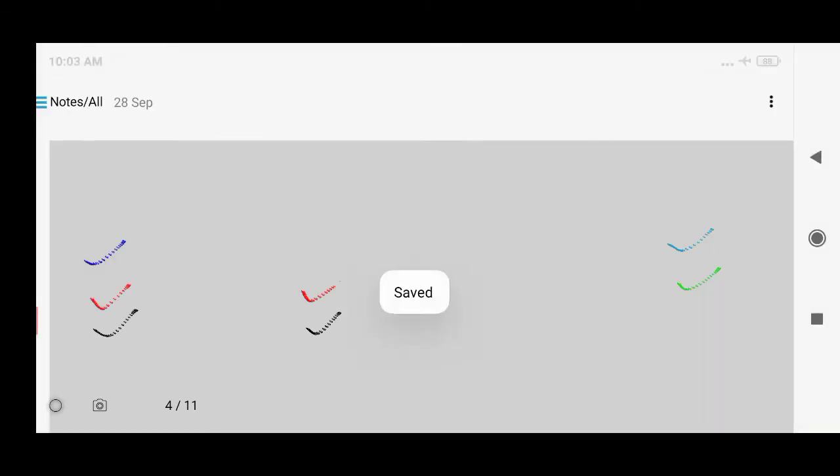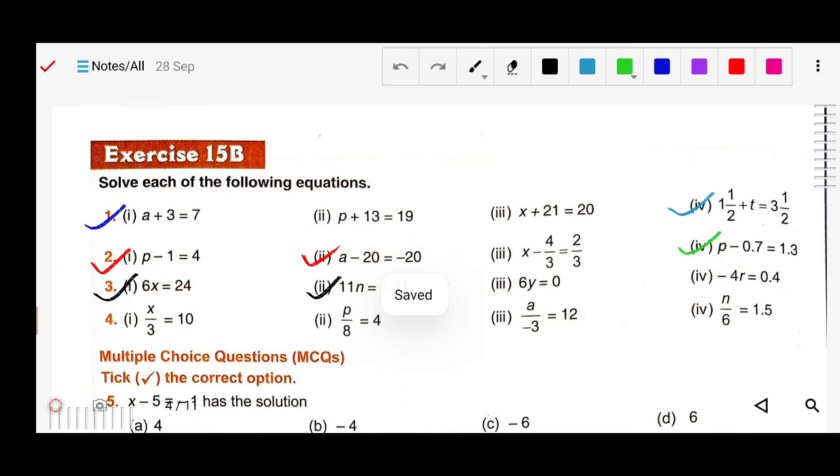Now next question, number 4. Let's solve number 4. Minus 4r equals 0.4.